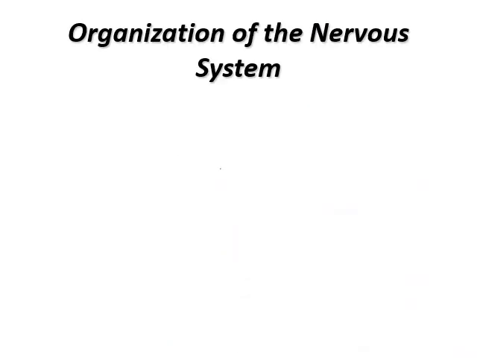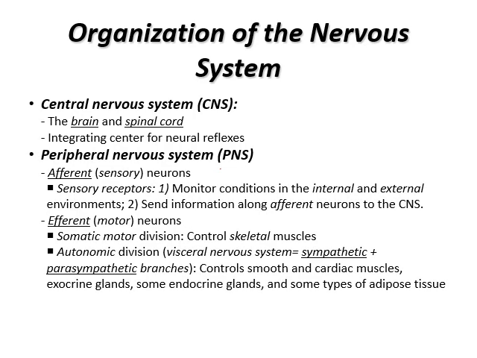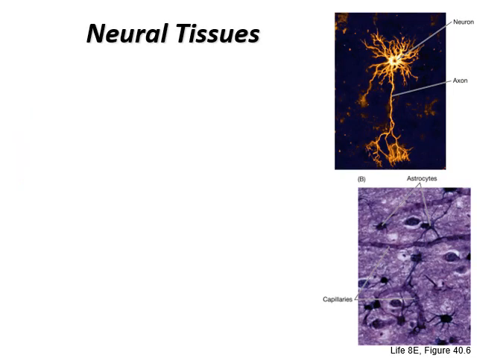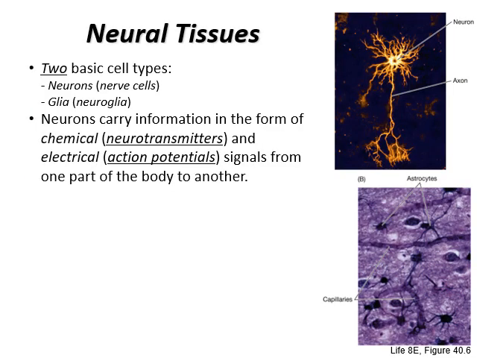So this slide just gives you a written version of what we just talked about on the previous slides, giving you an idea of the different breakdowns of the systems and what they control. Now let's look at the actual tissue, what makes up the nervous system.